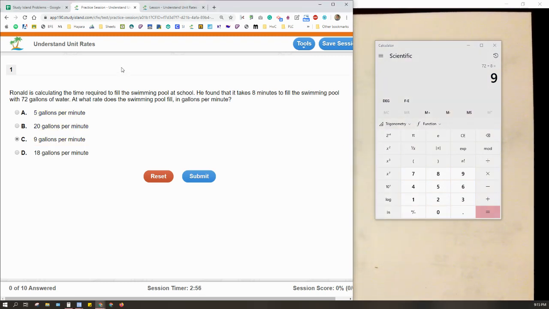So for every one of these, if you want to find a unit rate, look for that word per. That will tell you what number you are dividing by what other number. Every 9 gallons takes 1 minute. It's 9 gallons per minute.